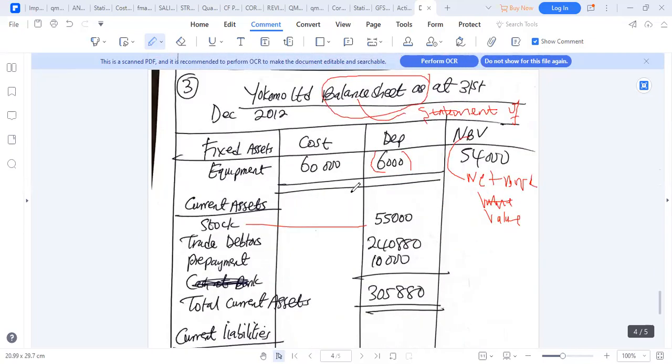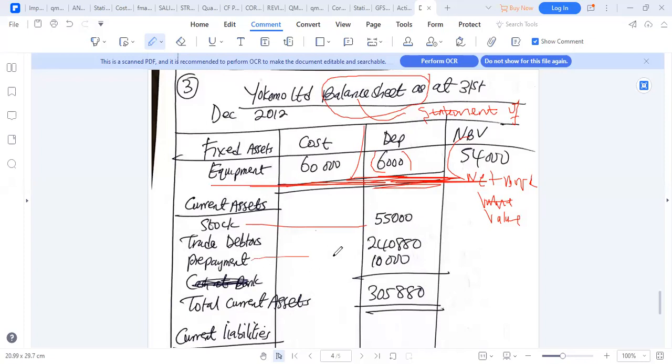Don't forget, we are not putting stock under depreciation. This one has been closed. This is the new thing that we are looking at down. So this one ends just here for the fixed assets. We are not putting stock under depreciation. No. The trade debtors is 248,880.